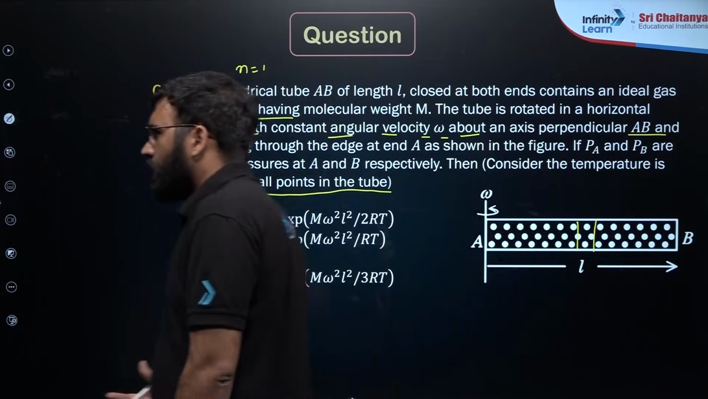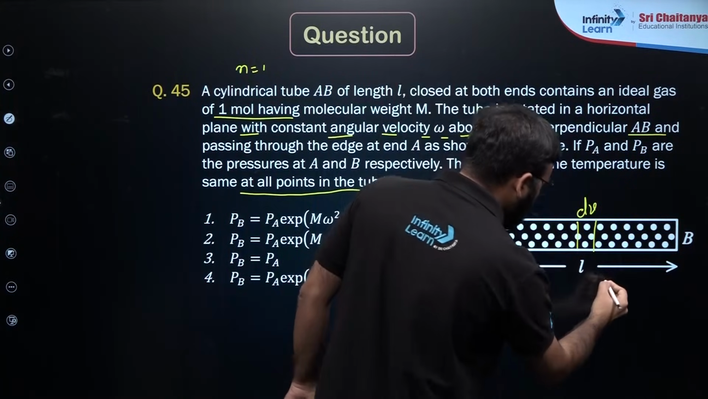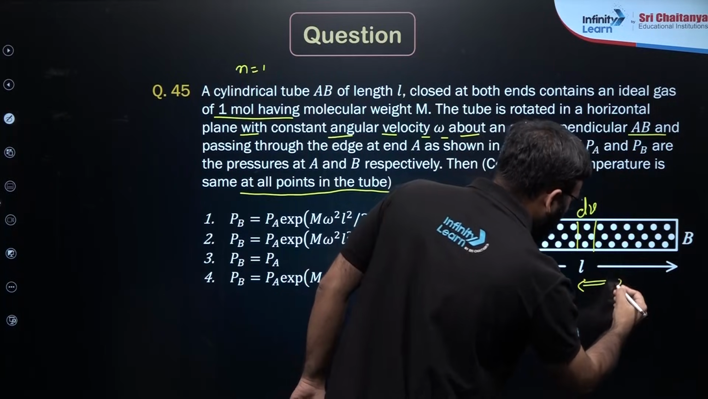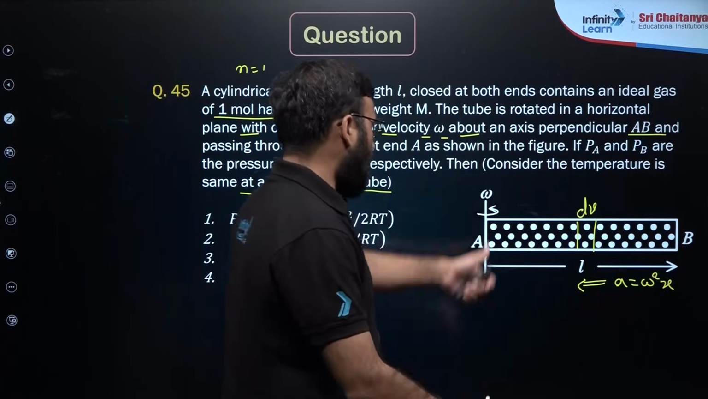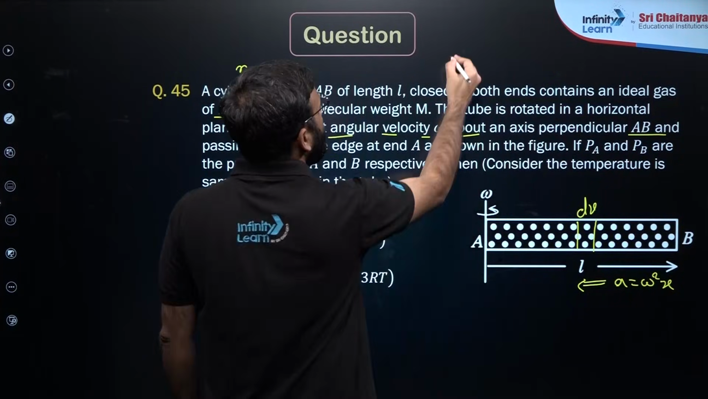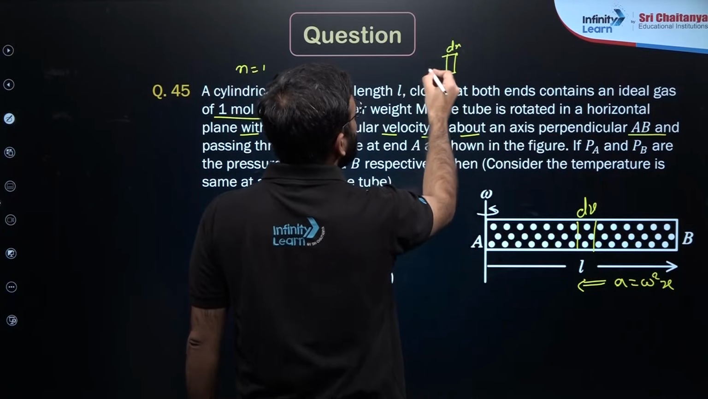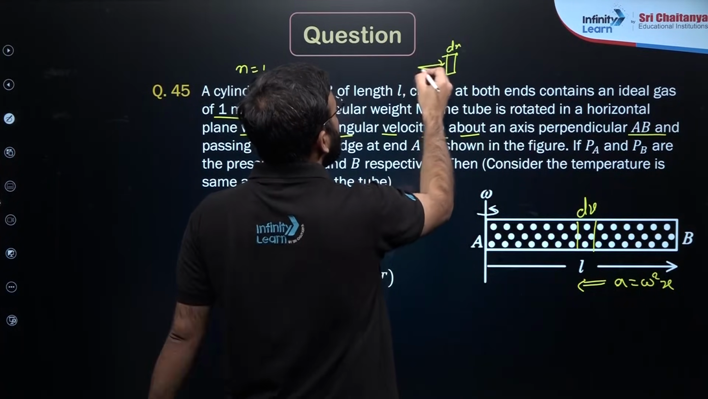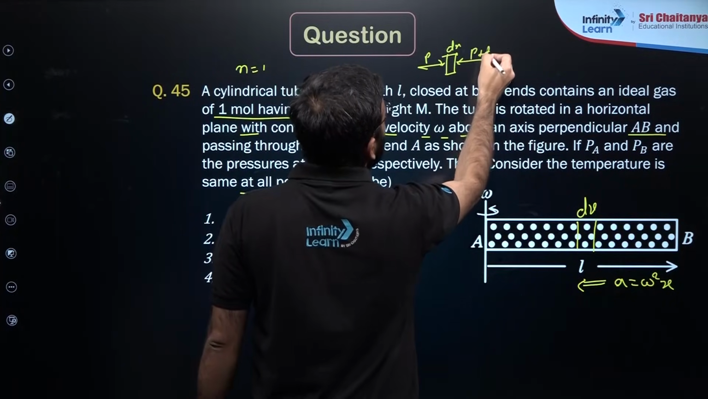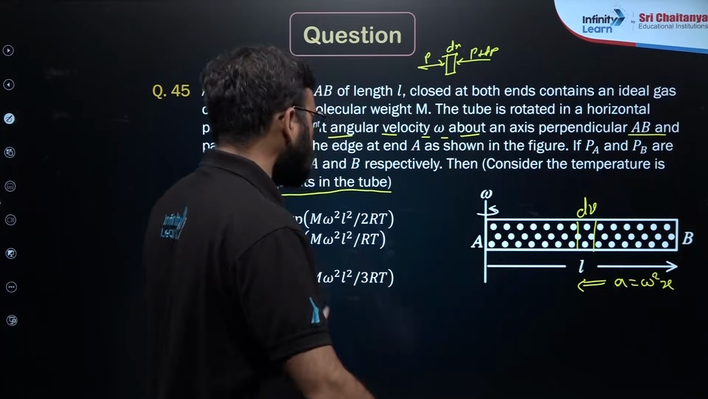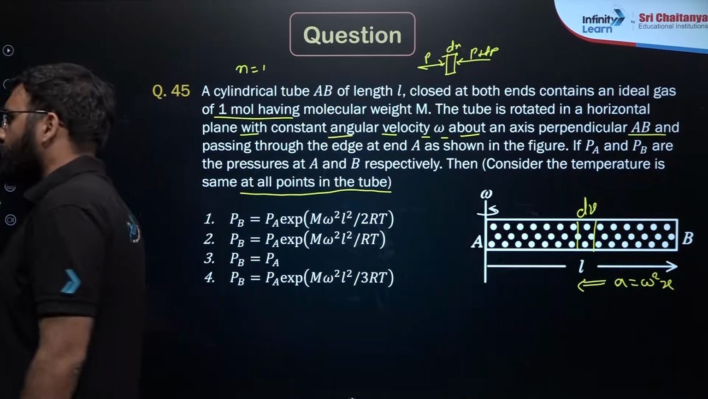A small element you can consider as dx, and it is rotating, so the centripetal force is working here: a equals omega square into x. This component I am trying to explain here. This distance is x, and on this side I am considering its pressure is P. So what is the pressure on the other side? P plus delta P, okay beta.